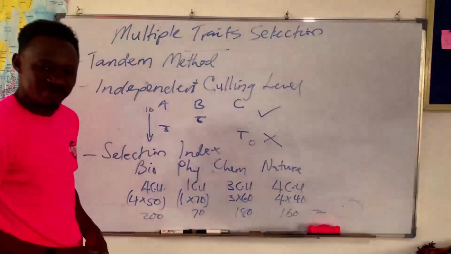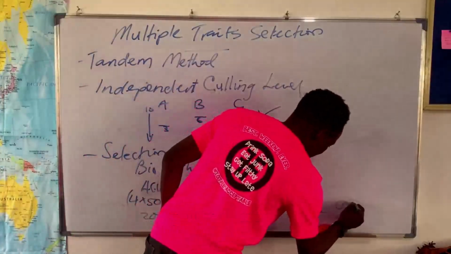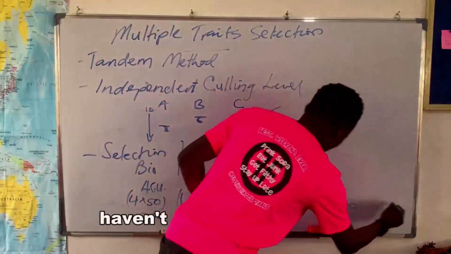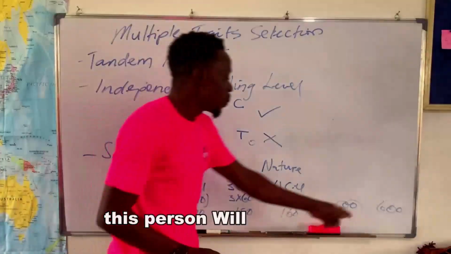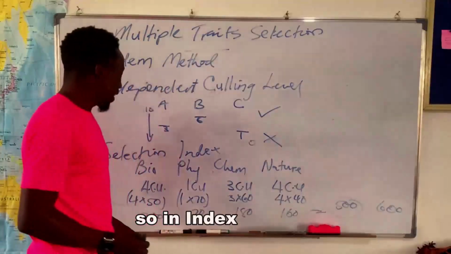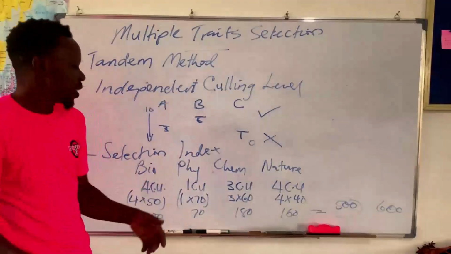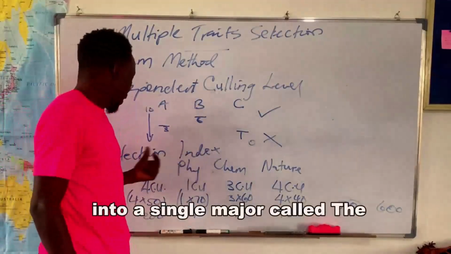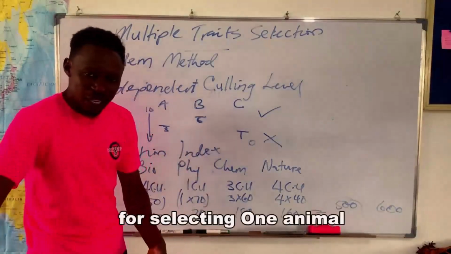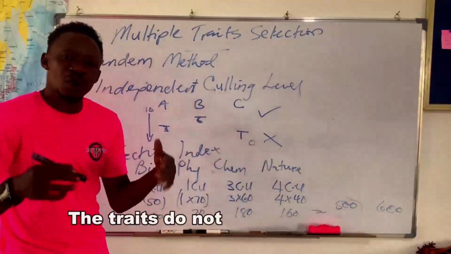That's the index. So if your index added here, for example, is 500, and the index of another person is 600, having computed it like this, this person will be selected because he has a higher index than you. So in index selection, the traits of interest are put together, they are pooled into a single measure called the selection index. It is that index that is the basis for selecting one animal or for rejecting one animal. However, in that index, the traits do not contribute equally.